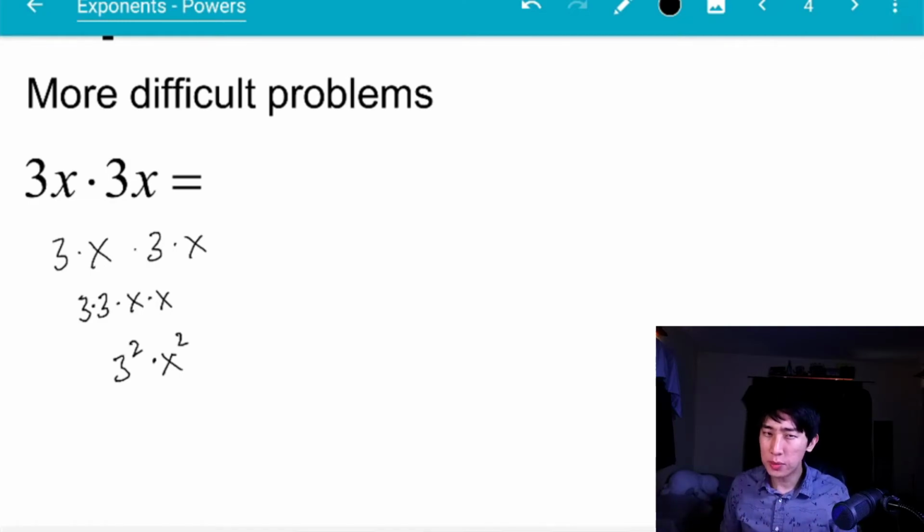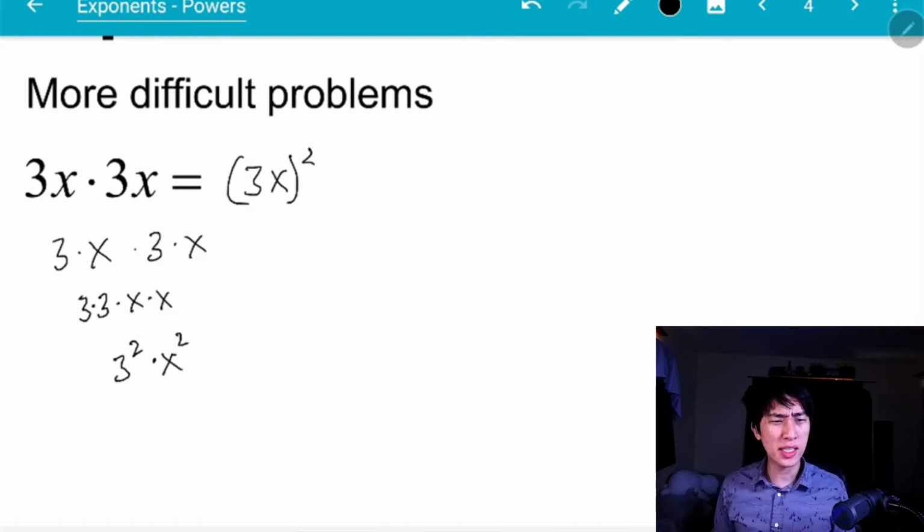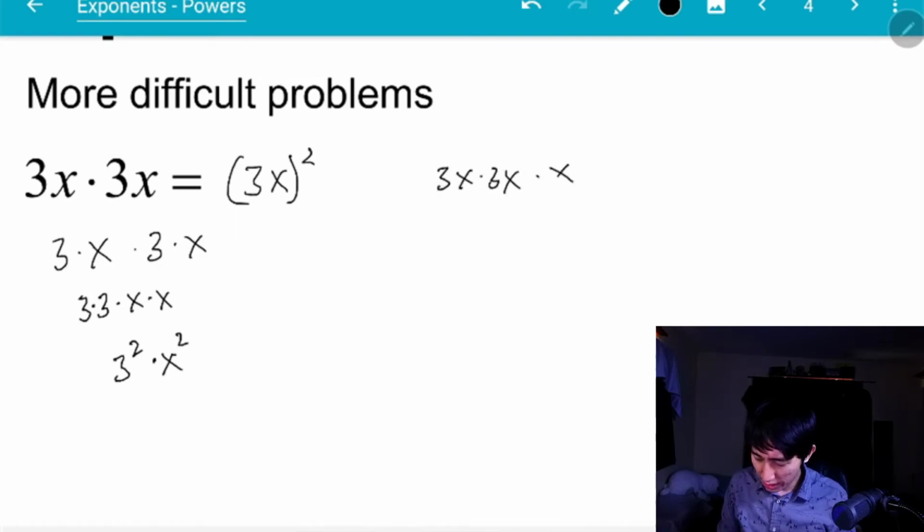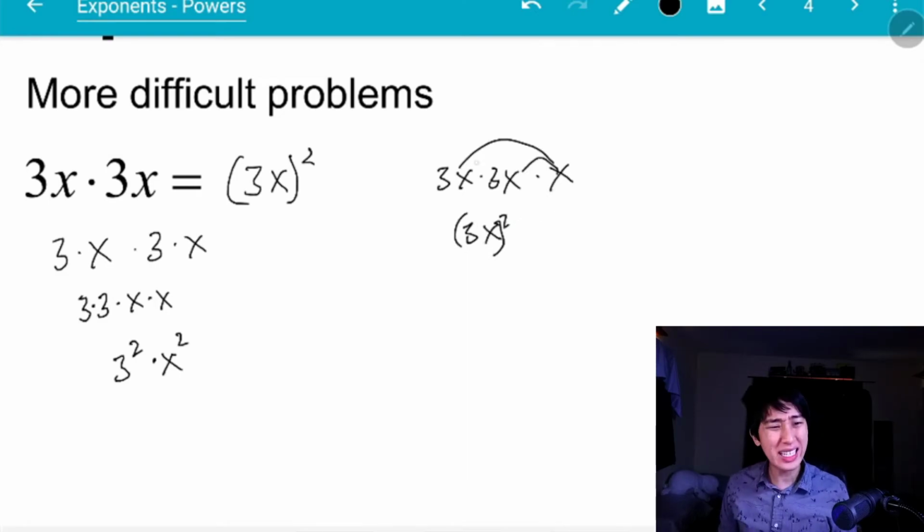Now, another way that we can write it, this is a little more tricky, and I'm going to briefly go over this, is we can also write this as (3x) squared. The reason we're doing it is we're just grouping it. We're saying, hey, 3x is kind of like a number, and I'm multiplying it by itself, so we'll just call it 3x squared. The reason this is dangerous, though, is if you have 3x times 3x times x, yeah, I do have 3x squared, but at the same time, I could also recombine these x's.